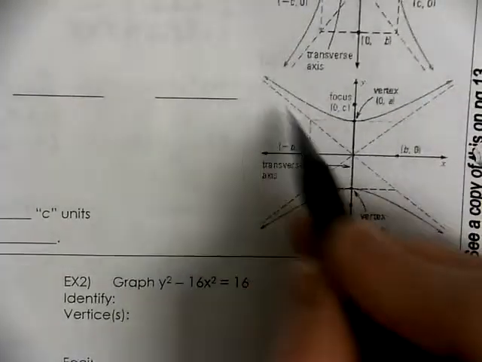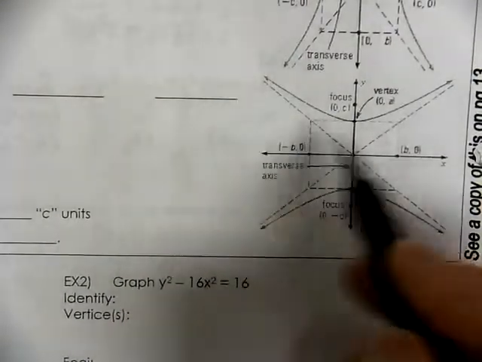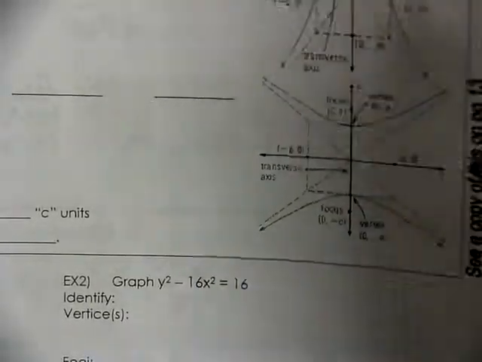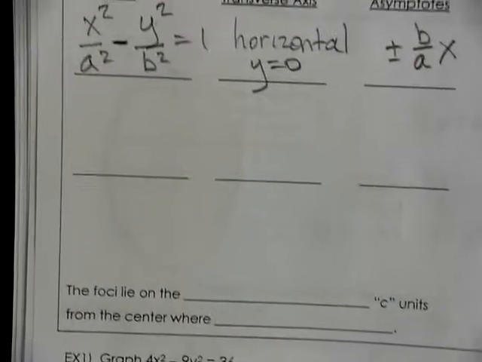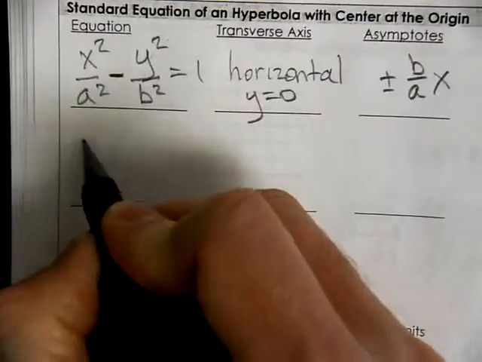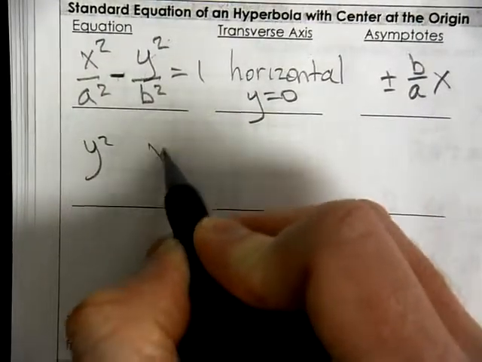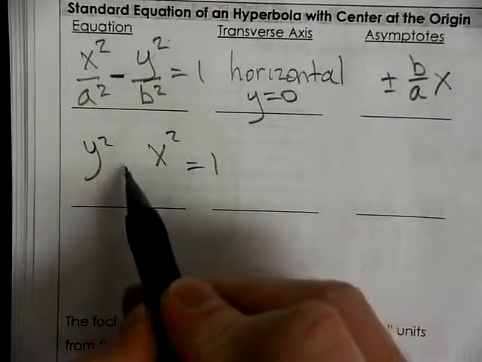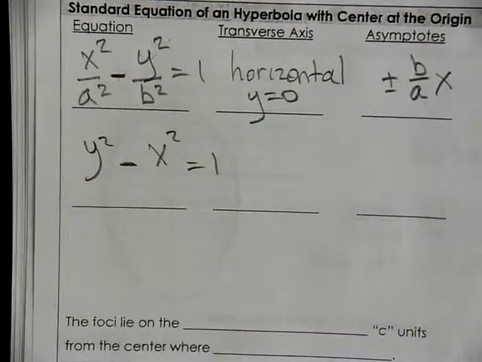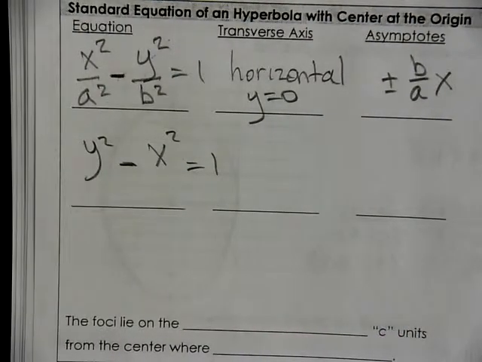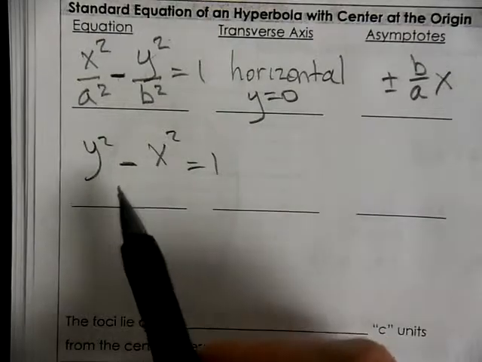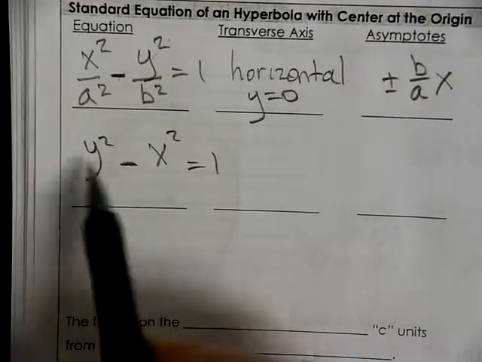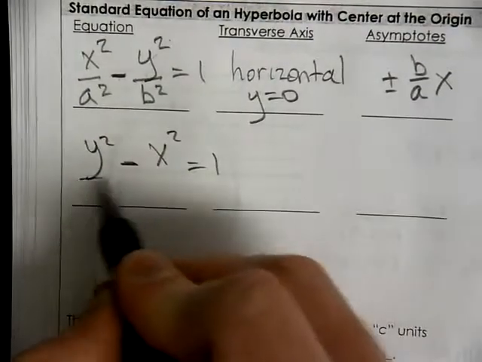If the hyperbola opens upwards or downwards, it follows the y-axis. Then when we come over to the equation, it's going to be y squared followed by x squared equals 1. The y squared comes first, and when you're subtracting, that does make a dramatic difference. In an ellipse, you might have y squared plus x squared. There's no difference if you say x squared plus y squared. But here in the hyperbola, because it's subtraction, it does make a difference.